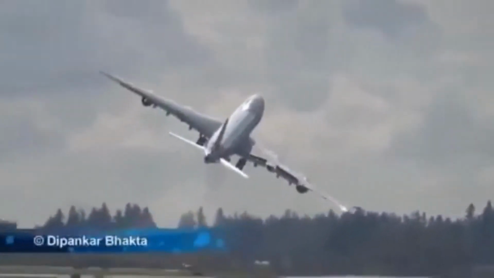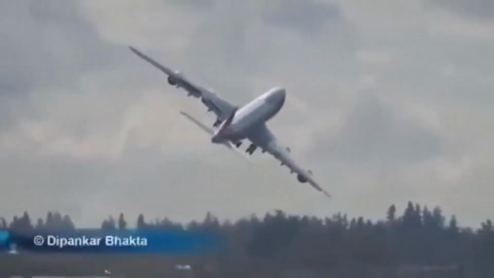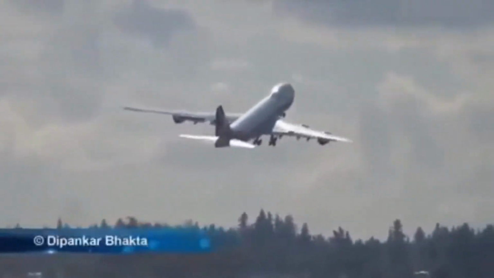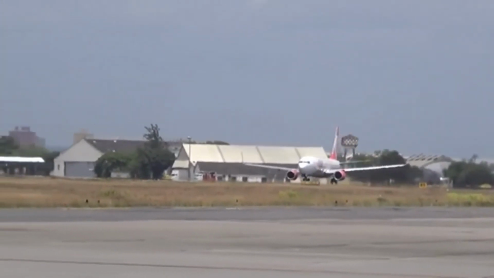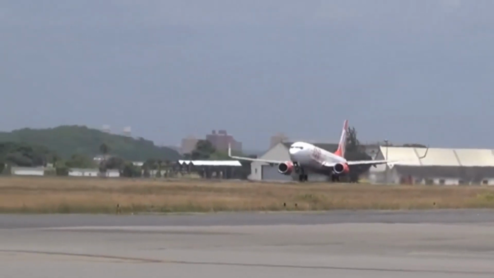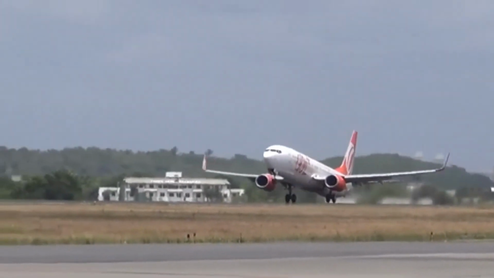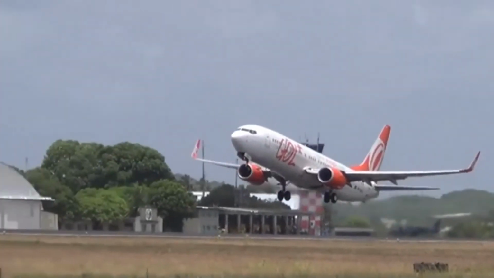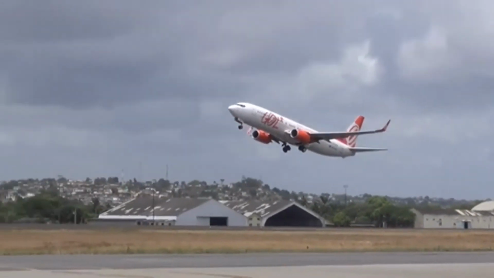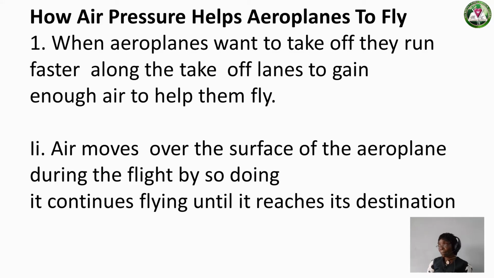Number 2, air moves over surfaces as the aeroplane starts to take off. The next thing is that air will cover the area around the aeroplane, and the aeroplane will keep moving until it reaches its destination or the place it wants to land. Children, having done this, let's go to what you have learned.